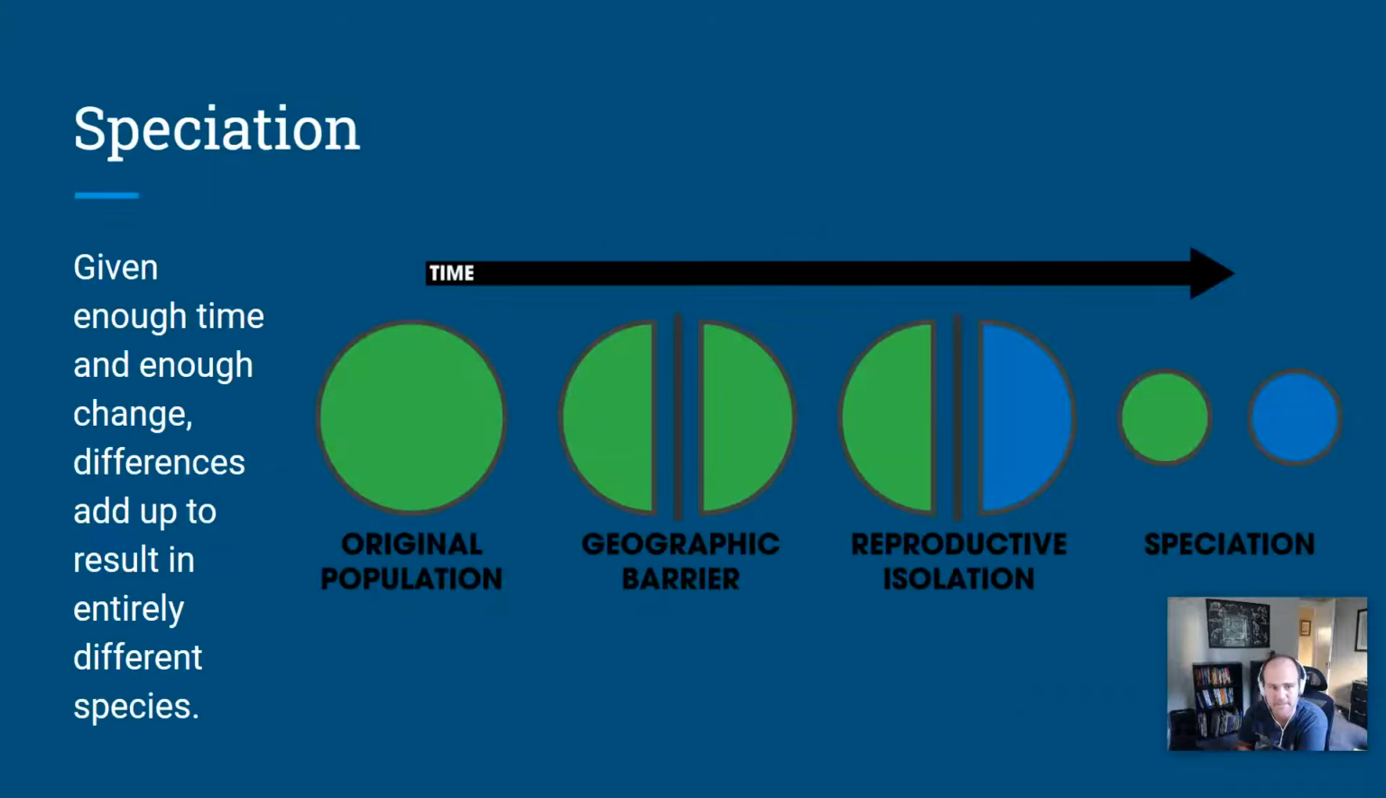So let's dive in. Given enough time and enough change, all the differences we've been talking about, through mutation, through genes mixing, through natural selection favoring one or the other, are going to result in an entirely different species. This is where, when we were talking about phylogenetics and cladistics, those branch points where we break off into two different branches on our tree of life. How do we get to two different species?